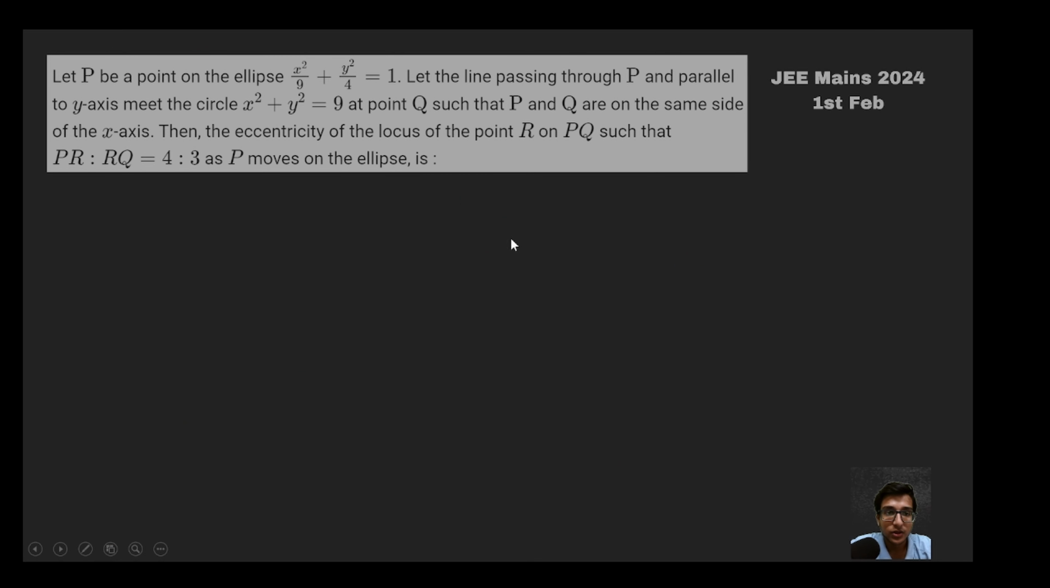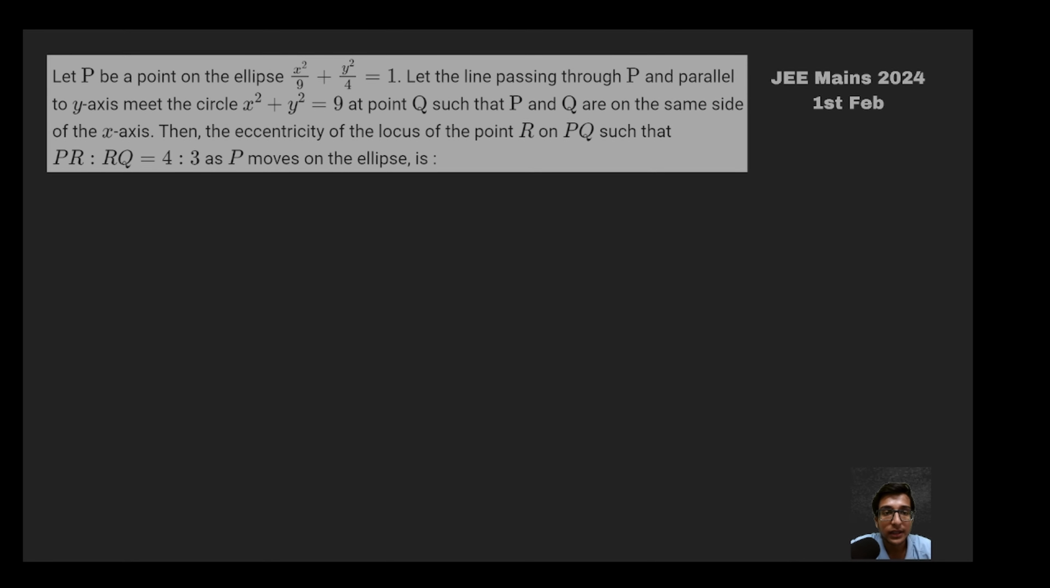Now let us look at this question. Was asked in JEE Mains 2024. This is a mixture of ellipse, circle, and the concepts of locus and a few concepts of straight line as well. So a good question, lengthy question, although a very easy question.